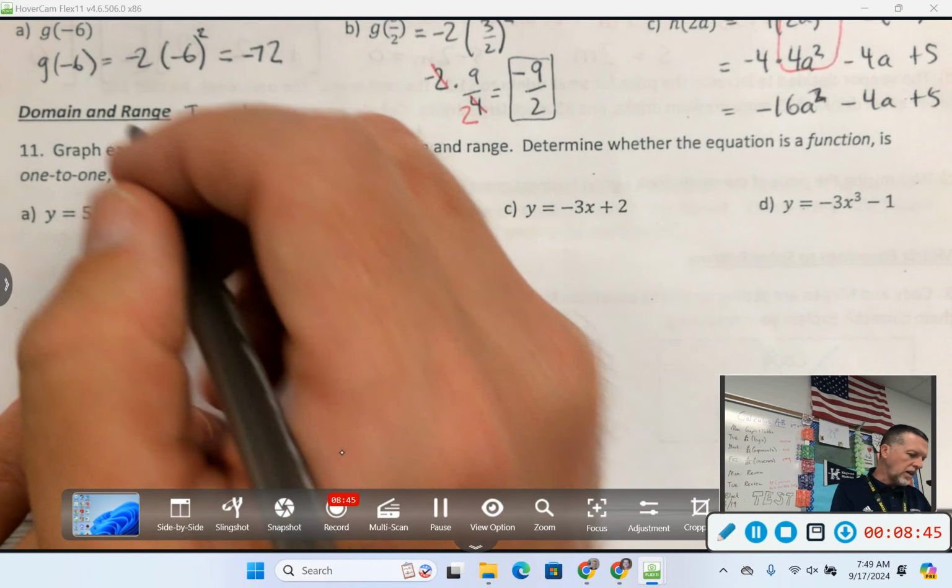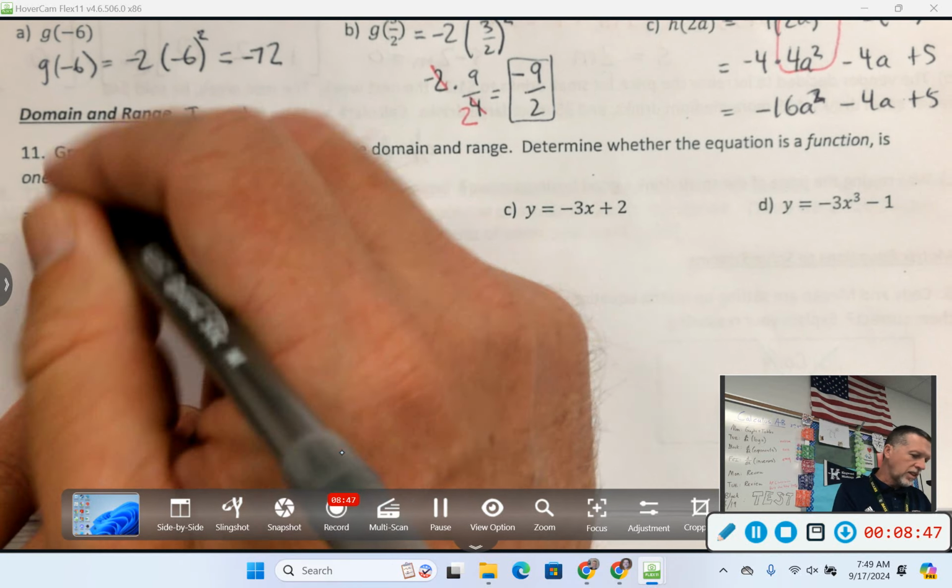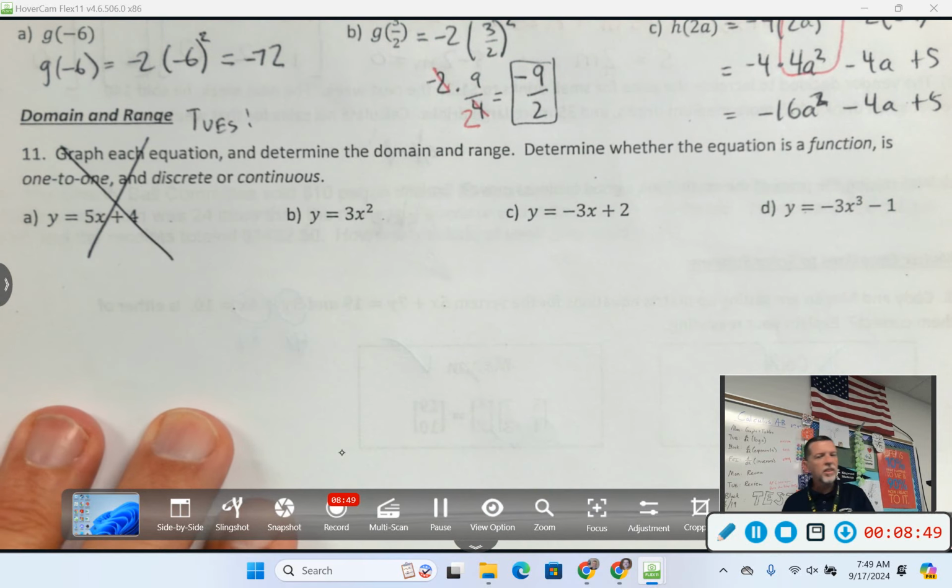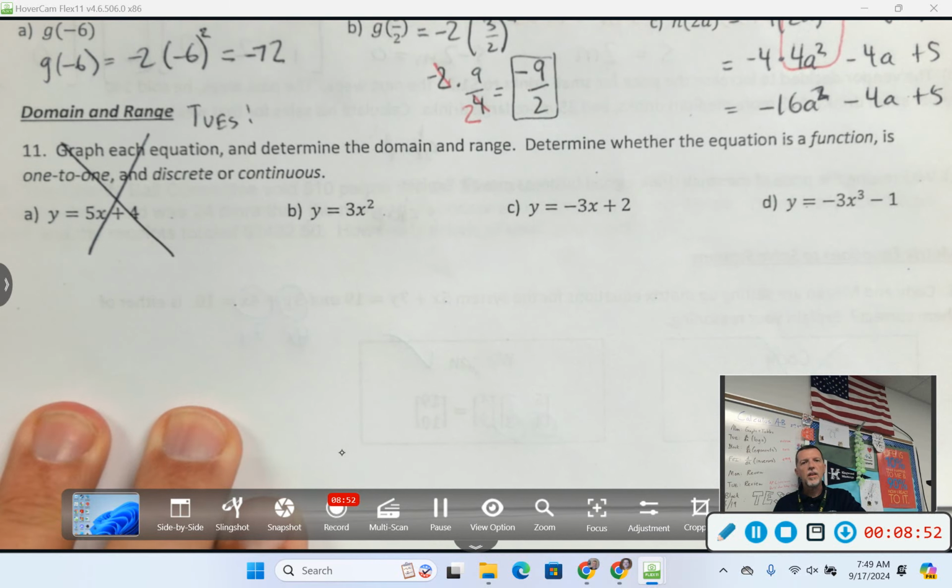We skipped number 11. Or no, I don't think I told you to skip number 11. But I'm telling you now, skip number 11. Right, because I looked over the test and decided we should skip number 11.